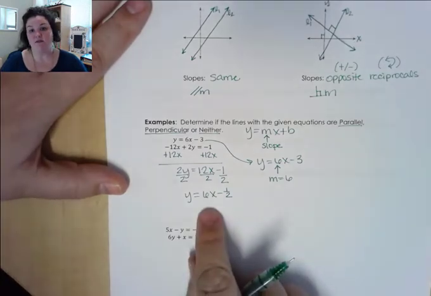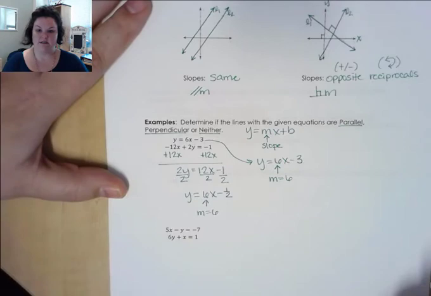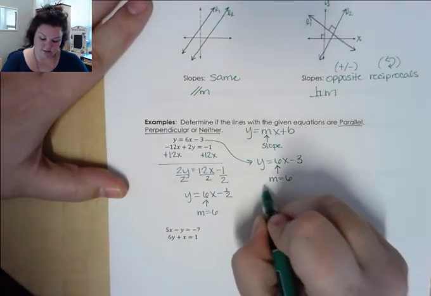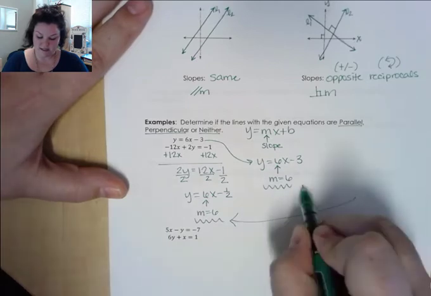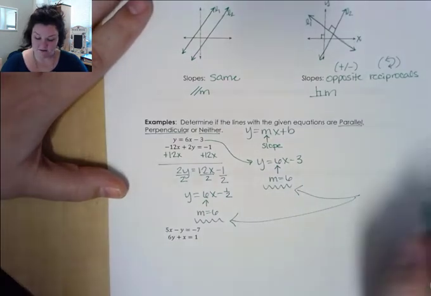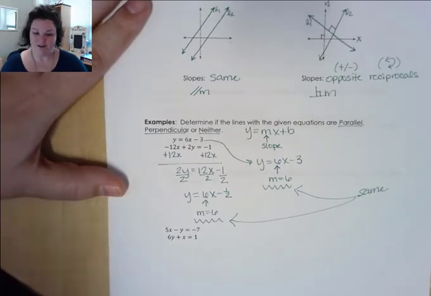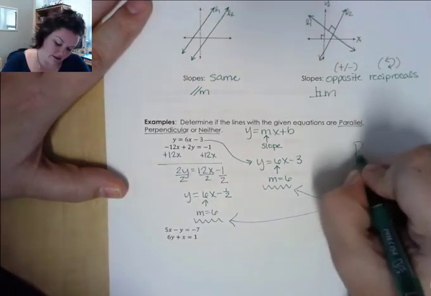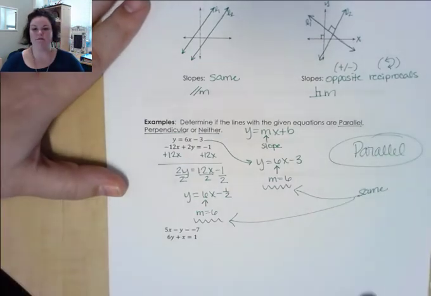And now that it's solved for y, we can easily see that our slope here is 6. Right? So notice my slope here is 6 and my slope here is 6. So because these two are the same, that means that these two lines are parallel, because parallel lines have the same slope. Parallel. Okay, make sense?